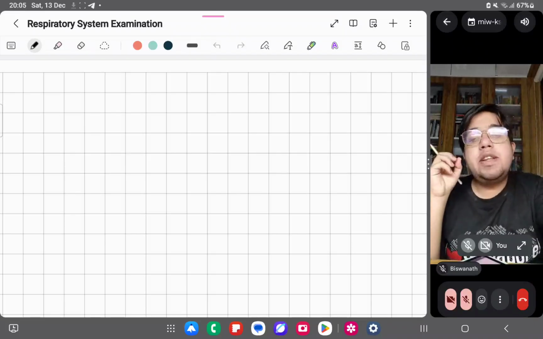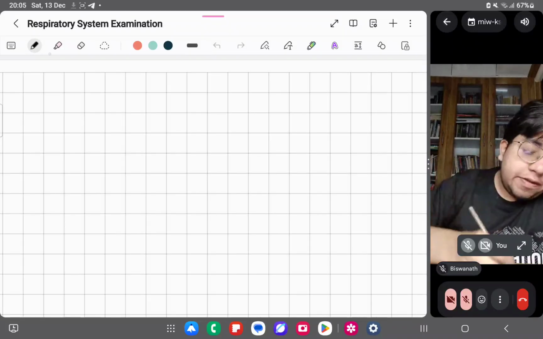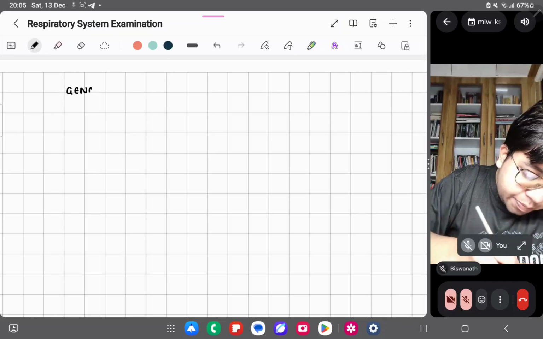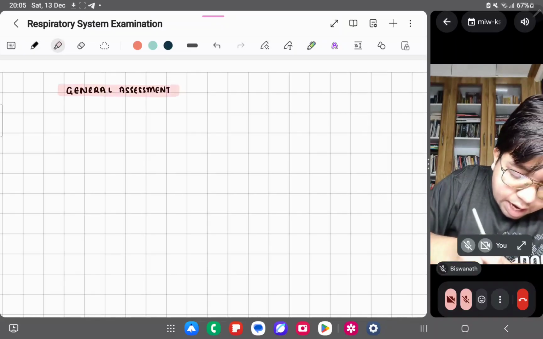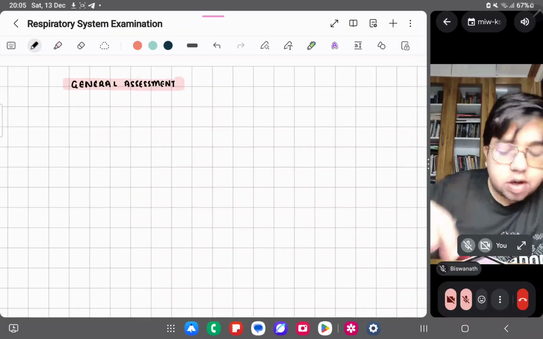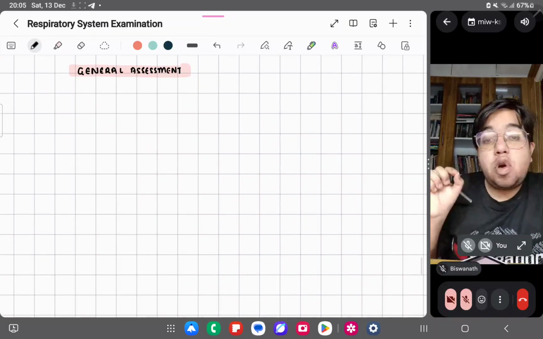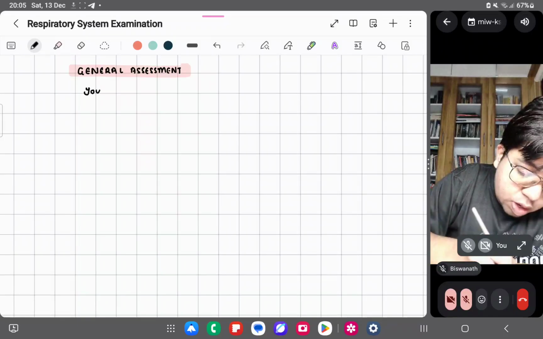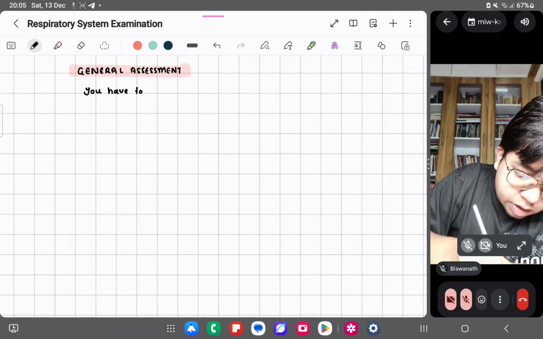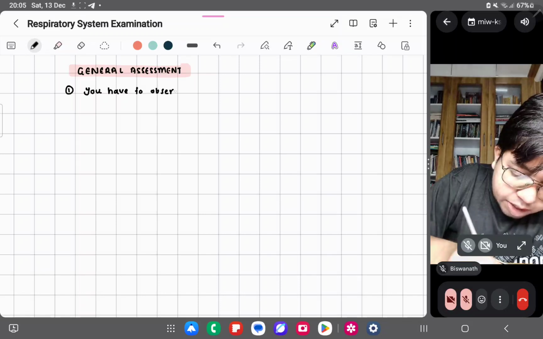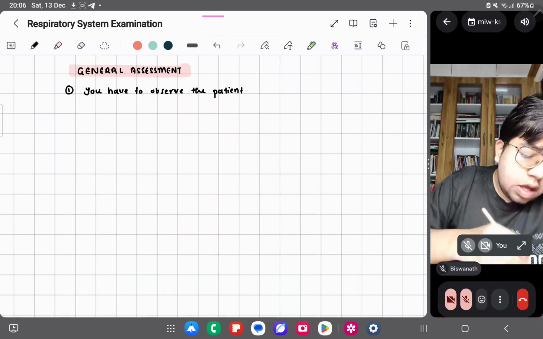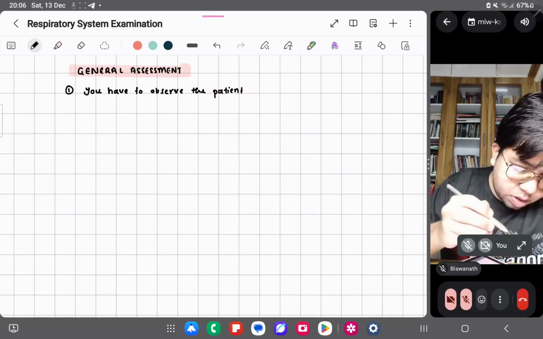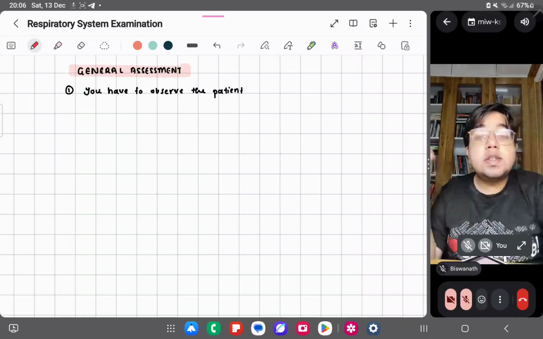The general assessment is the very first thing, and this should not be missed at any cost. The very first thing is that you have to observe the patient. What things do you have to observe?